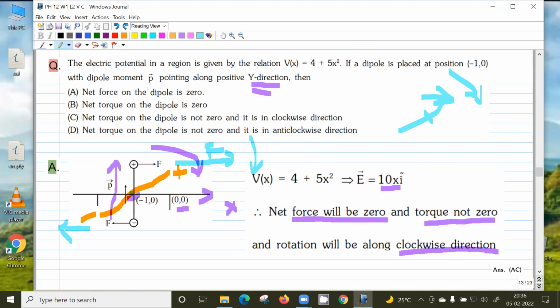Net force is 0 for this 90 degrees situation. So the correct options, it's a multiple option question: A, and then net torque is clockwise. So A and C are the correct answers. For the orange one, net force is 0 is not true. If it is orange, net torque is clockwise. If the orange one is the initial condition, then the correct option is C only. Is that clear?